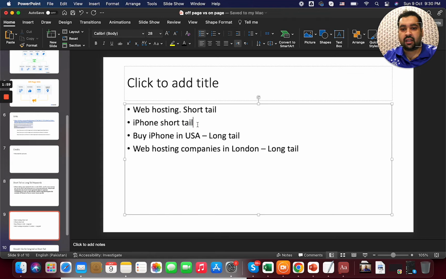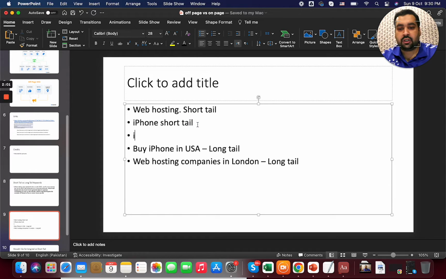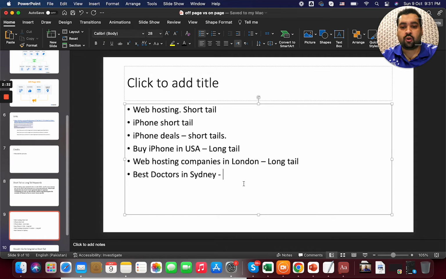You can see that even something like iPhone deals is again a short tail keyword, because that is the combination of 2 words. When it comes to 2 words, that is a short tail keyword, and when it goes to 3 or more words combined into a specific query, it is known as a long tail keyword. These 4 words make a long tail keyword, 5 words here make a long tail keyword. And if I search for best doctors in Sydney, that is a 4 word combination, and again a long tail keyword.